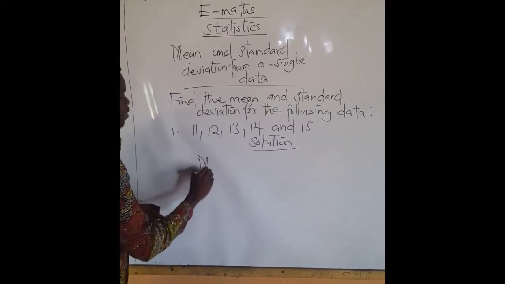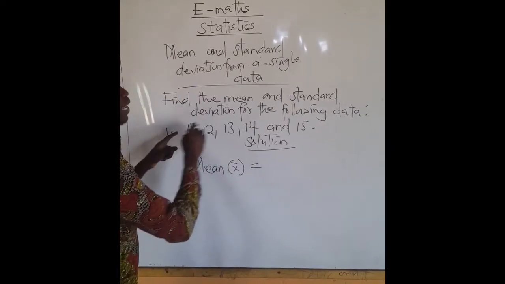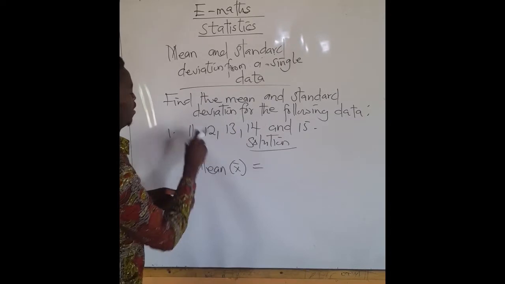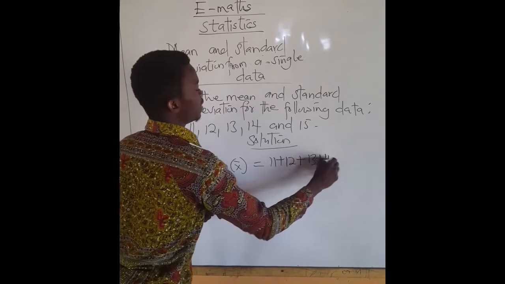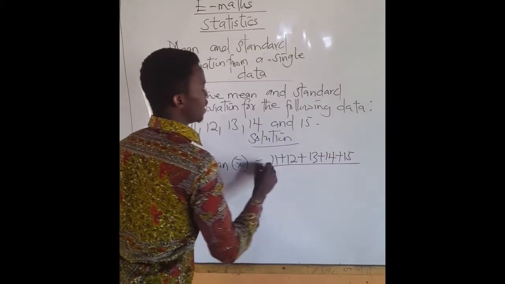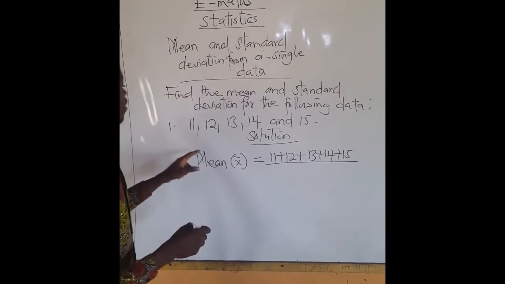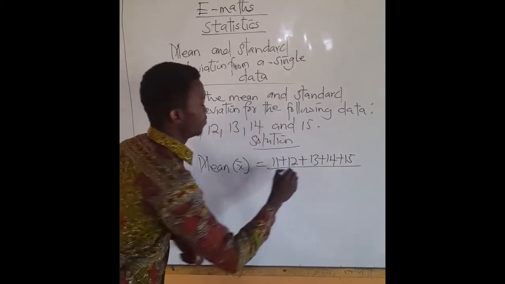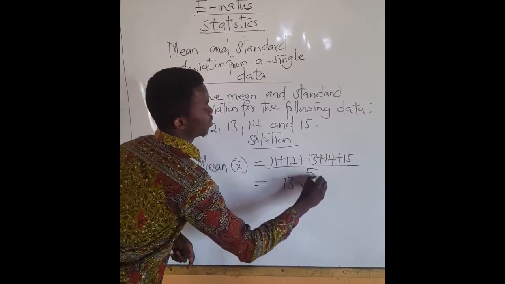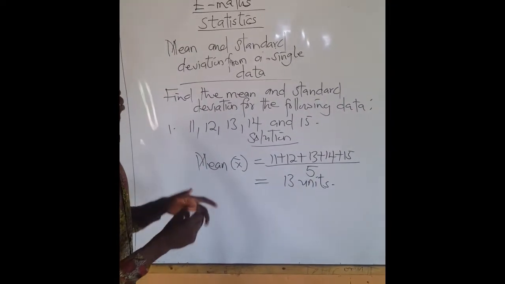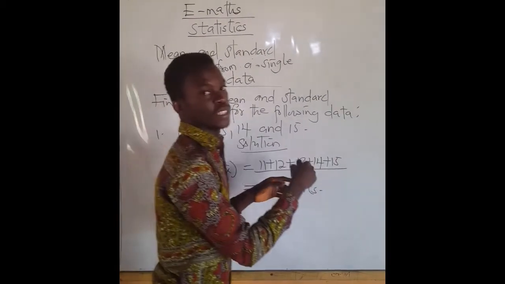So our mean, which is x bar, is going to give us the sum of the elements. So here the elements are 11, 12, 13, 14, and 15. So the mean is the sum of the elements divided by the number of elements. So the number of elements, we are going to get 1, 2, 3, 4, 5. So that is going to give us 13 units. So we are done with the first part of the question, which says what? Find the mean. Now let's move on to the standard deviation.